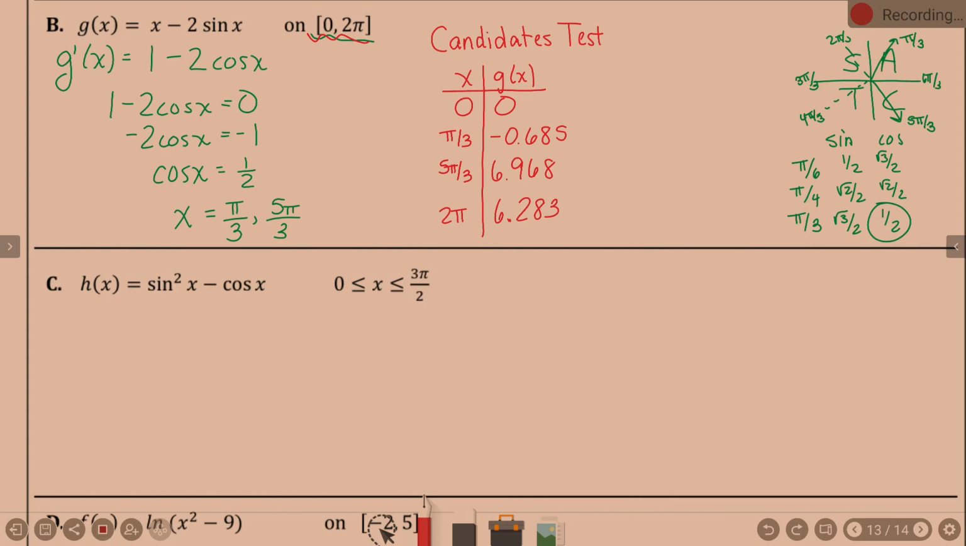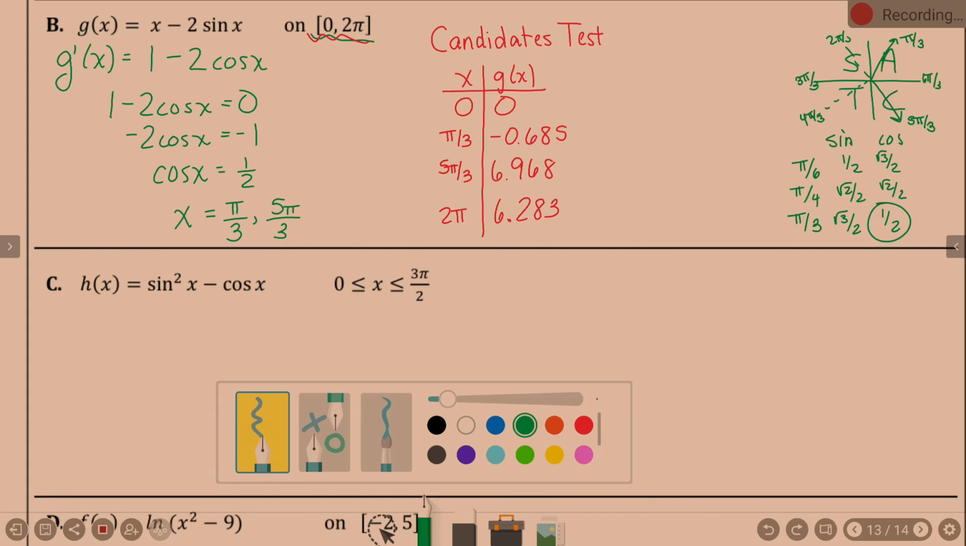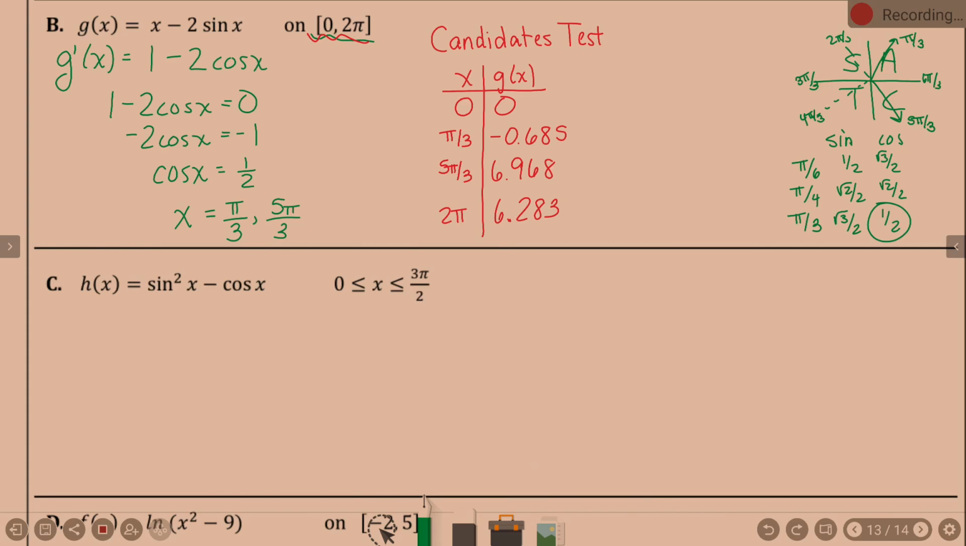Okay. What do we know? 6.968 is our absolute max. And then the negative 0.685 is the absolute min. Okay. You guys with me? We have a min of negative 0.685, and we have a max of 6.968.